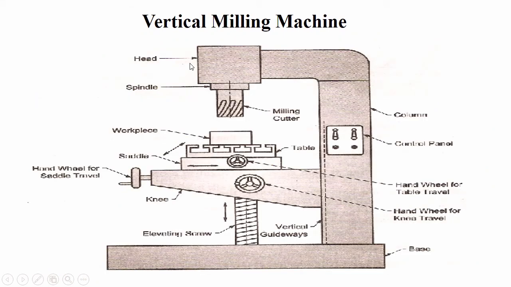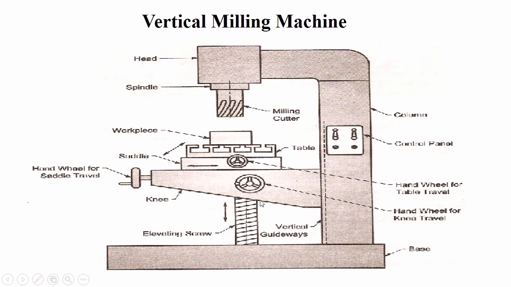Now again, it is the vertical milling machine. In the vertical milling machine, most of the parts remain the same. Only here there is the head. Instead of having an overhead arm, I have a head. On the head I have mounted the spindle. So this is the base. On the base you have kept the column. On the column you have mounted the head. The spindle is on the head, and on the spindle you fix the cutter.